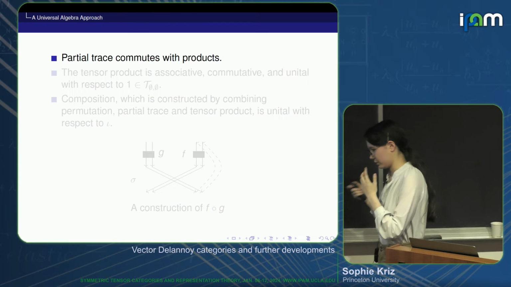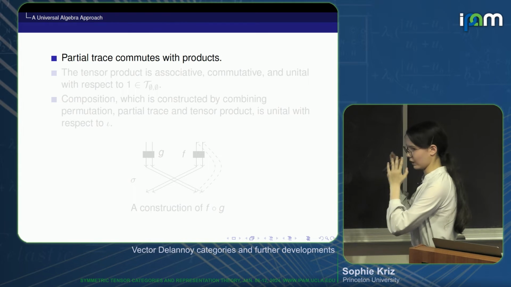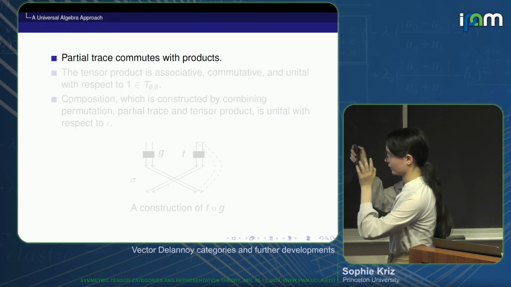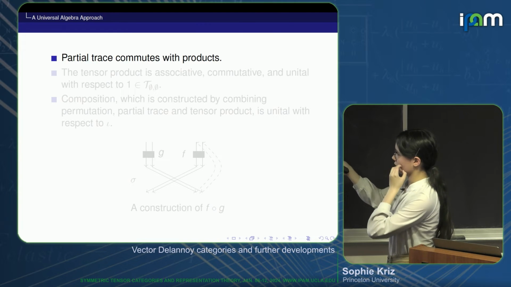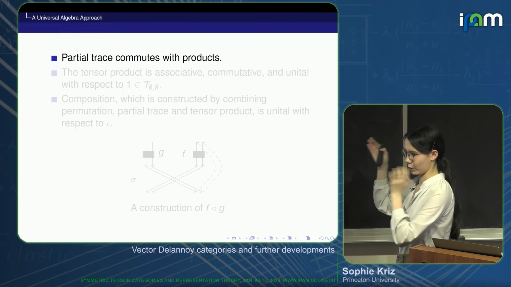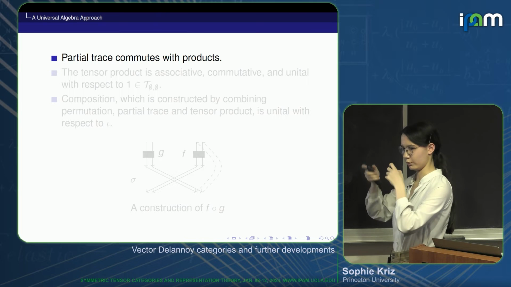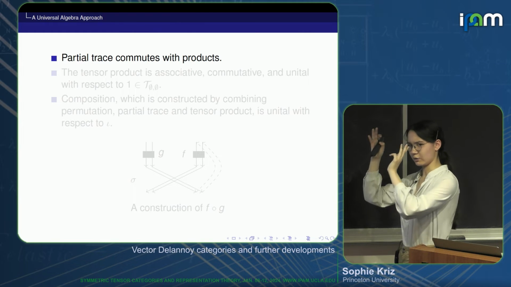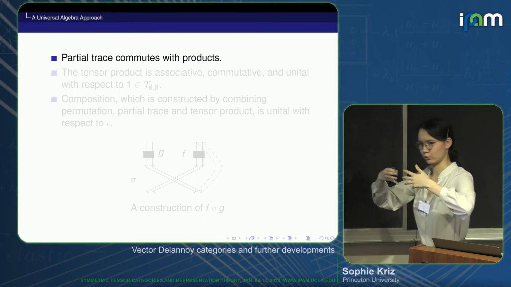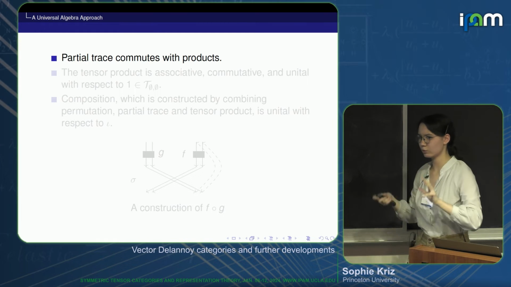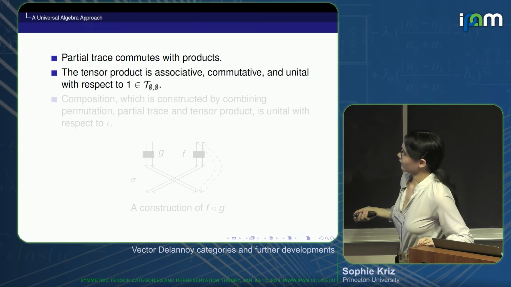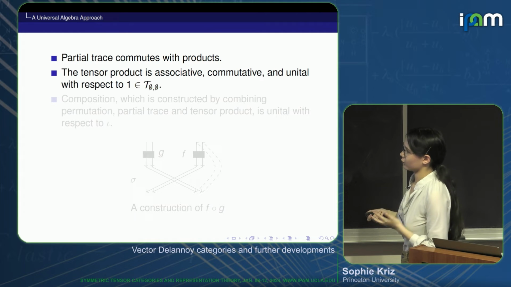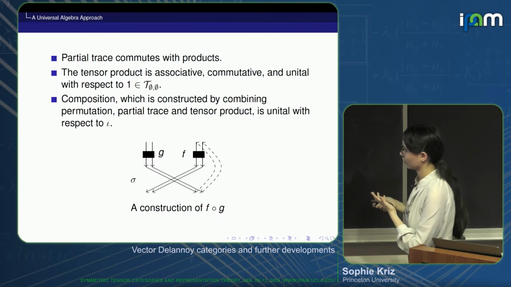So to define a category, it's not enough to just say that we have this data, we need some conditions. So the most non-trivial one actually ends up being that partial trace commutes with products. So if we take a partial trace first and then product, it is the same as producting and then taking a partial trace along this disjoint union of the bijections we used. The tensor product needs to be associative, commutative, and unital with respect to this one, which we've chosen.